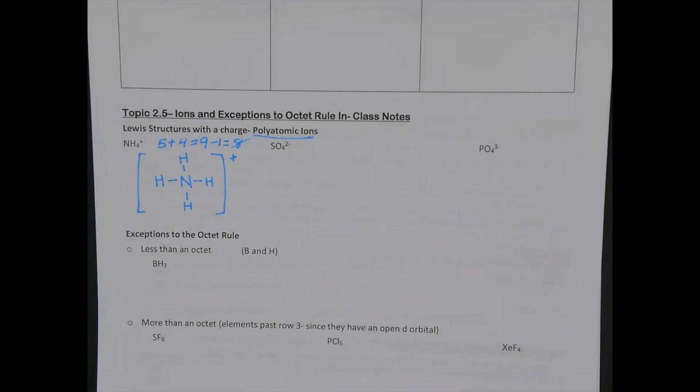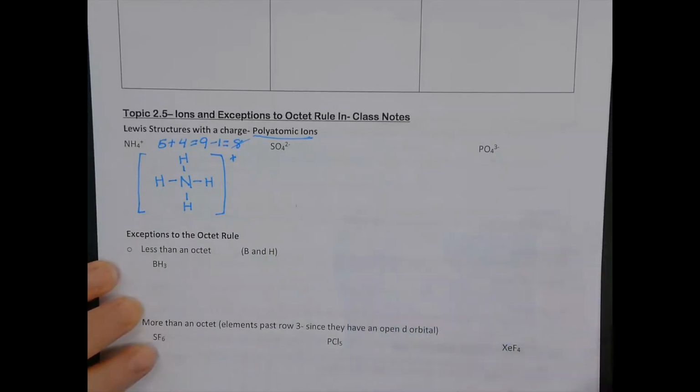Because the last thing you want to see is 4 bonds on nitrogen. I mean, it can bond 4 times. It just has to kind of be forced into doing it by changing its charge. So it happens. Not often, but it does happen.